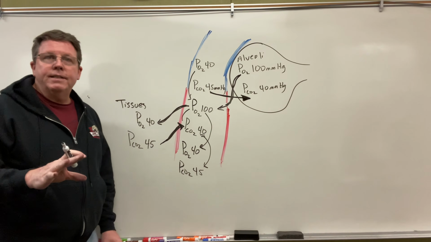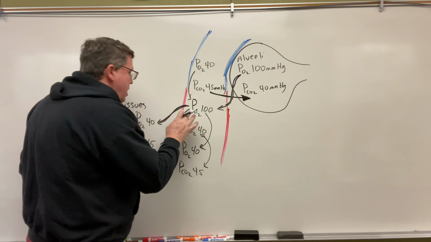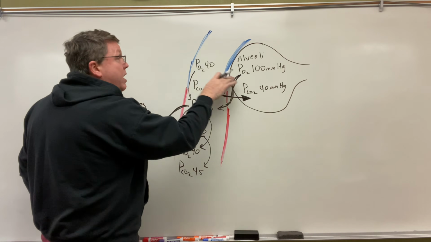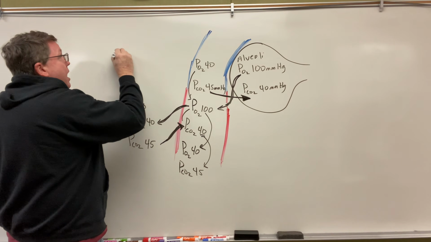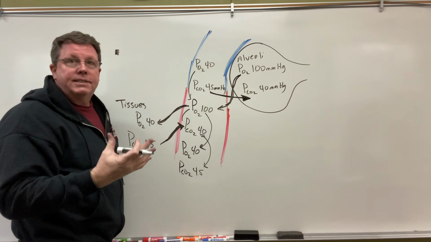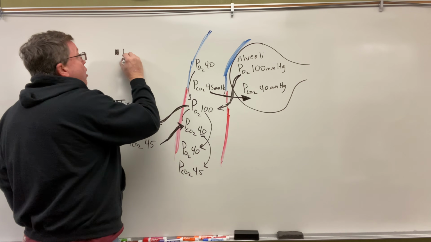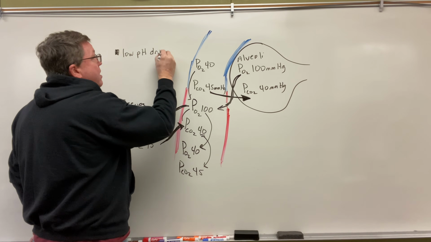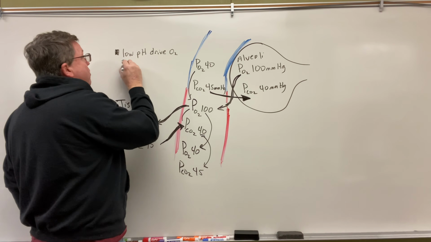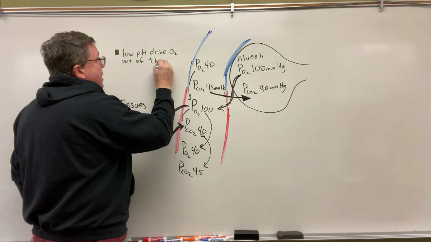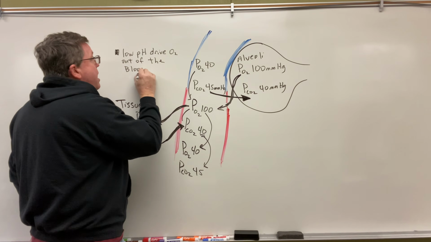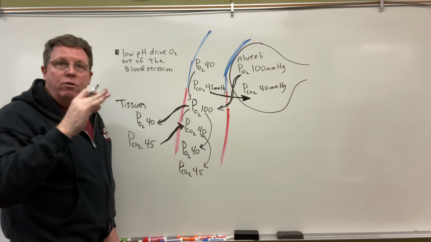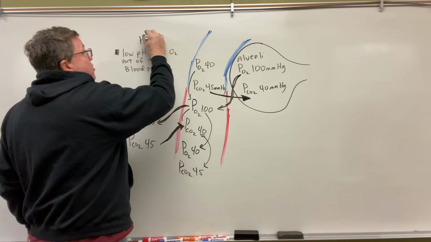Now, one thing that's going to make oxygen come out, like we see, is the pressure differences. There's 100, there's 40, so oxygen comes out. It follows pressure differences. Some other things that it can follow too is an acidic environment. So if it's acidic, a low pH, it's going to drive oxygen out of the bloodstream. And if you think about it, this would make sense, because what happens when you have a low pH? You have more hydrogen ions, right?